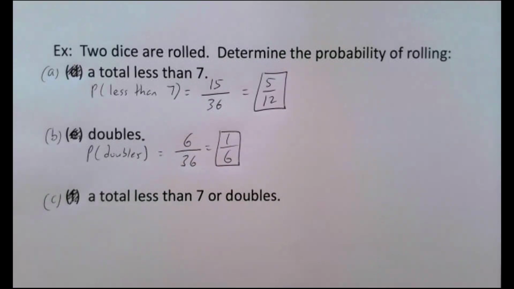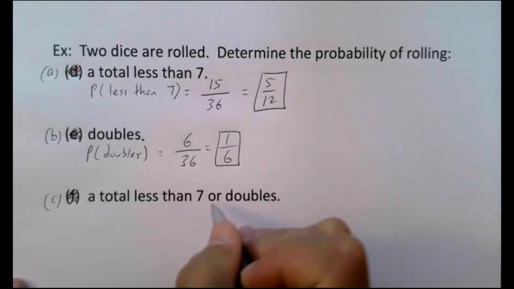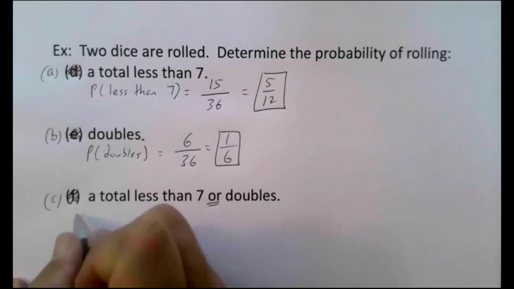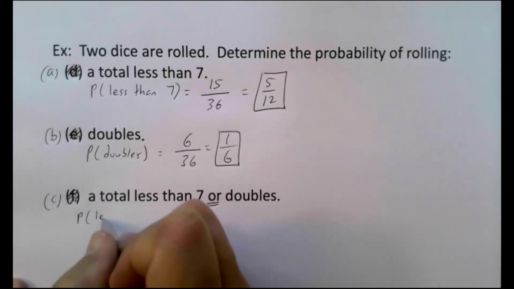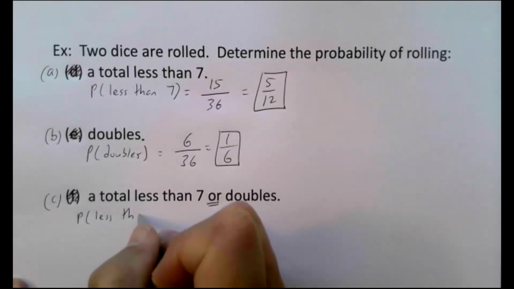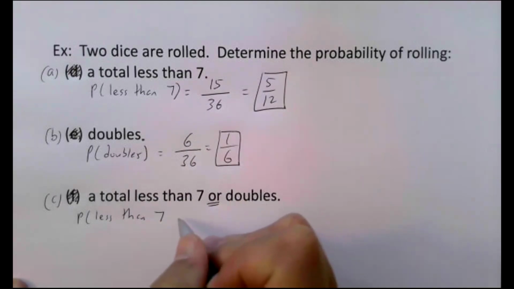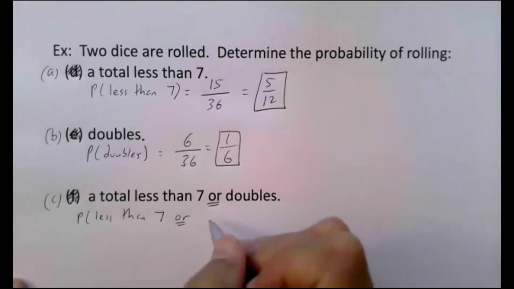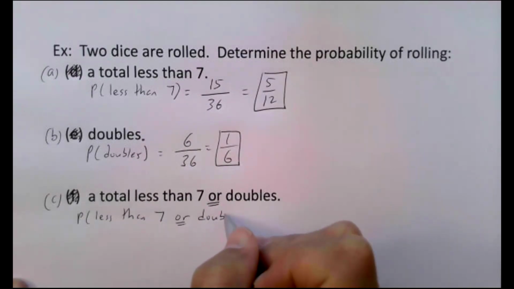Let's be very careful on this last part. This is asking us to do an OR problem. So what's the probability that if we roll two dice, they added up to something less than 7, or they landed on doubles?